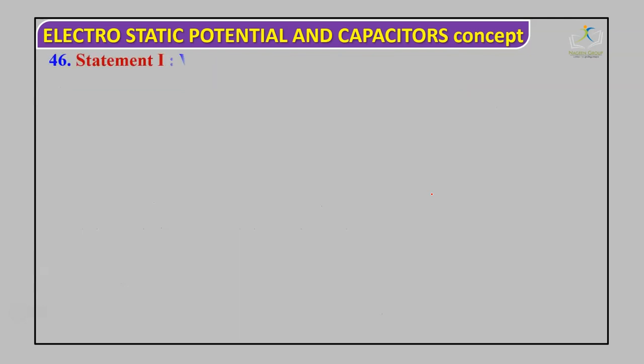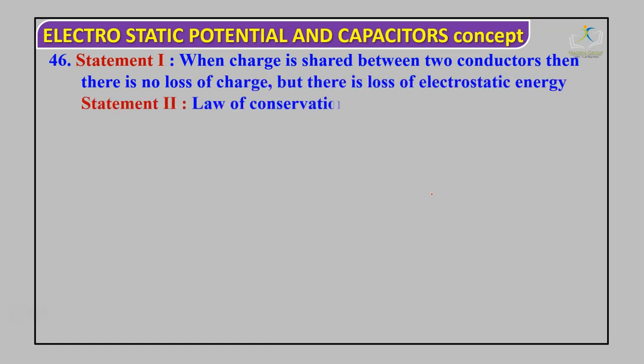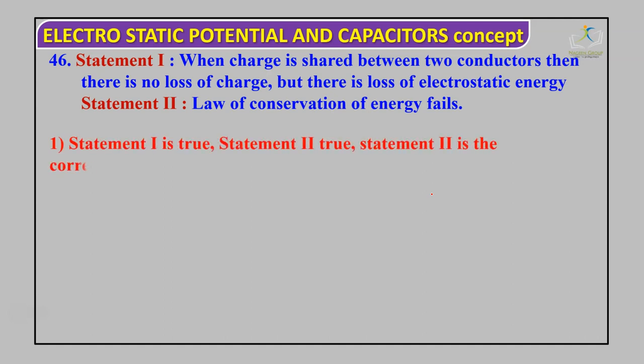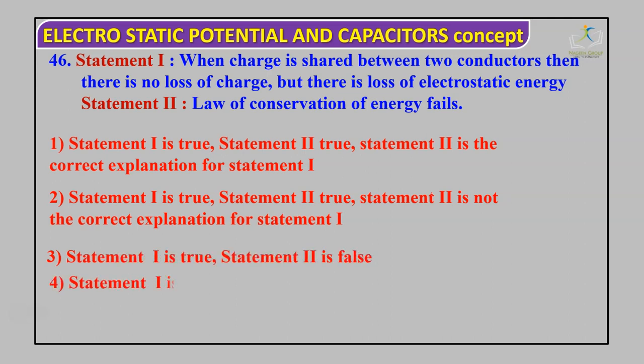Next question. Statement first: when charge is shared between two conductors, there is no loss of charge, but there is a loss of electrostatic energy. Second statement: law of conservation of energy. Statement first is true, statement second is true, and statement second is the correct explanation for statement first. This is option first. Second option: statement first is true, statement second is true, but statement second is not the correct explanation for the first. Third, statement first is true, statement second is false. Fourth, statement first is false, statement second is true. The correct option is option 3.